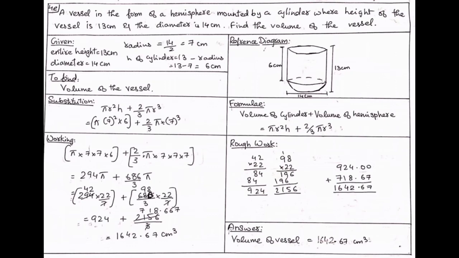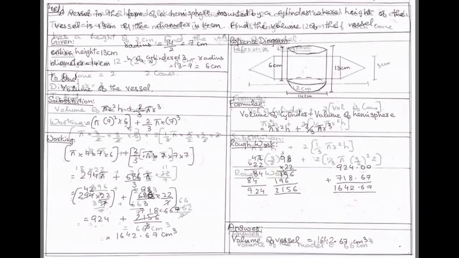At last we get 1642.67. So the volume is 1642.67 centimeter cube. That's the volume of the vessel.